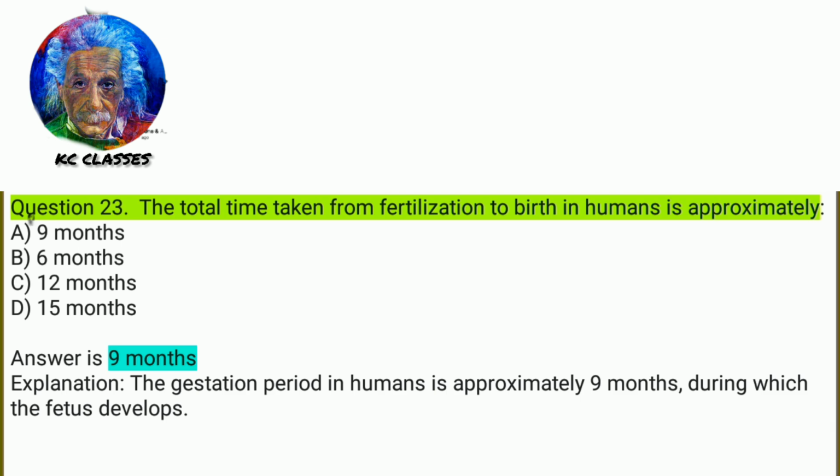Question 23: The total time taken from fertilization to birth in humans is approximately A. 9 months. B. 6 months. C. 12 months. D. 15 months. Answer is 9 months. Explanation: the gestation period in humans is approximately 9 months, during which the fetus develops.